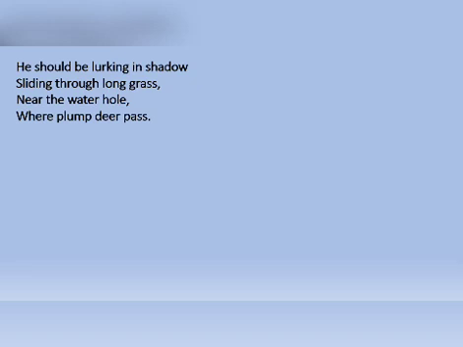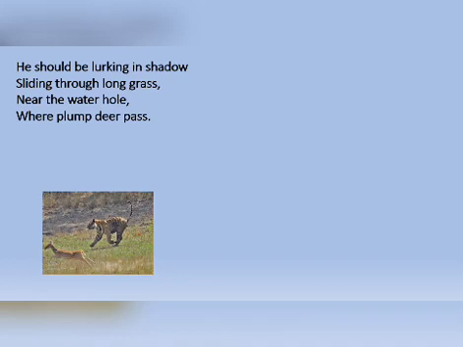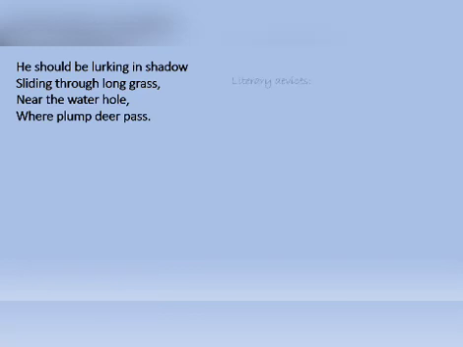There, near the water hole, he would be waiting for some fat deer to pass that way. Thus, he would be lying there in expectation of a heavy feast. Let's discuss the literary devices. The rhyme scheme again is A, B, C, B, grass and pass.